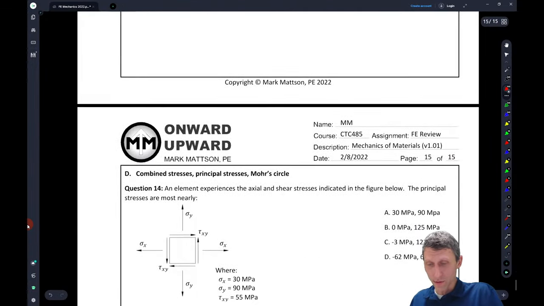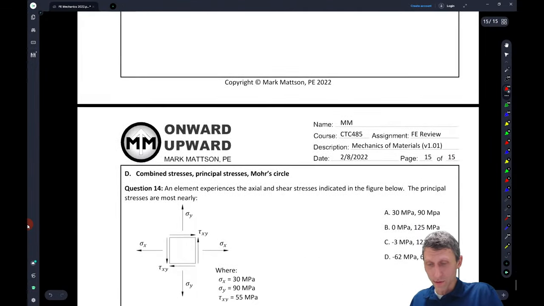Let's come up with point one. We're told that sigma x equals 30 megapascals. Okay, that's our first stress. We know that tau equals 55 megapascals. And you're seeing here that we're only given one tau, so we only have this one shear stress. But let's take a look at this. Our normal stress, sigma x, is perpendicular to that face. The normal stress is always normal to the face, whereas our shear stress is parallel to that face.